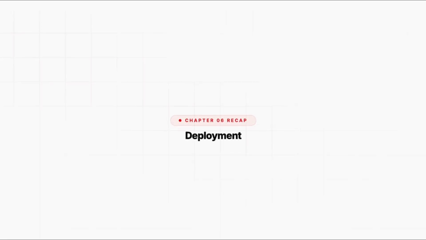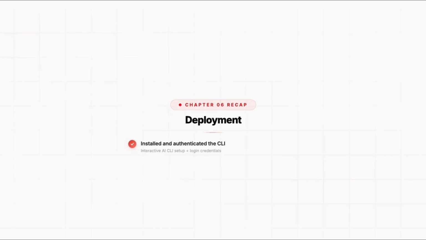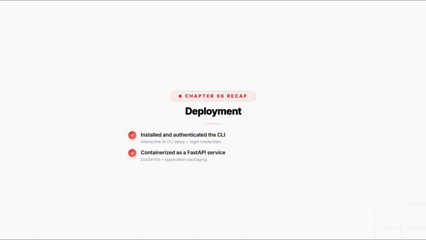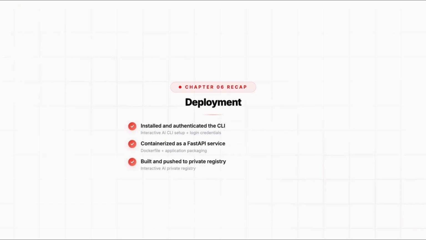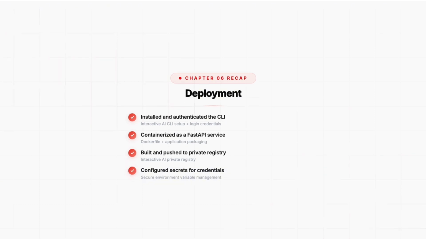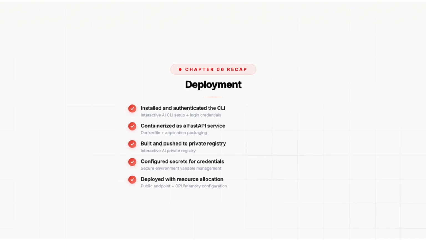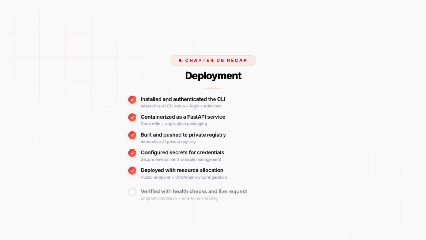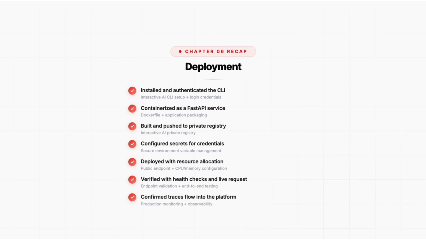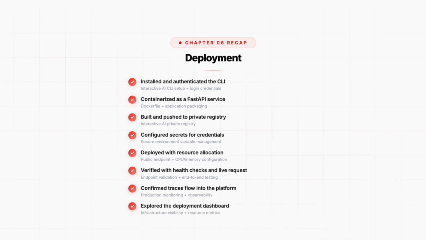Let's recap the full deployment workflow. We installed and authenticated the CLI, prepared our application as a containerized FastAPI service, built and pushed the image to InteractiveAI's private registry, configured secrets for secure credential management, deployed the service with resource allocation and a public endpoint, verified everything with health checks and a live request, confirmed that traces flow back into the platform for monitoring, and explored the deployment monitoring dashboard for infrastructure visibility.